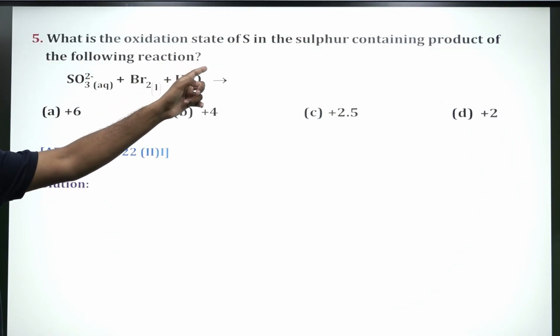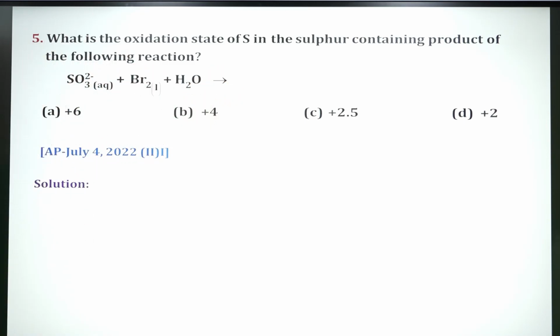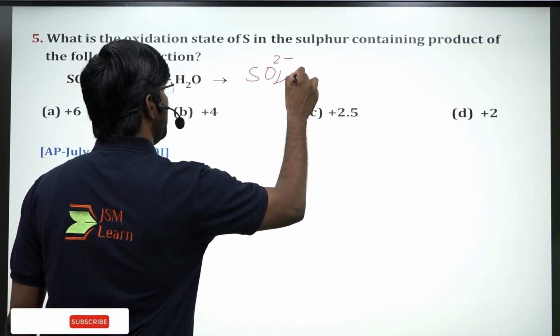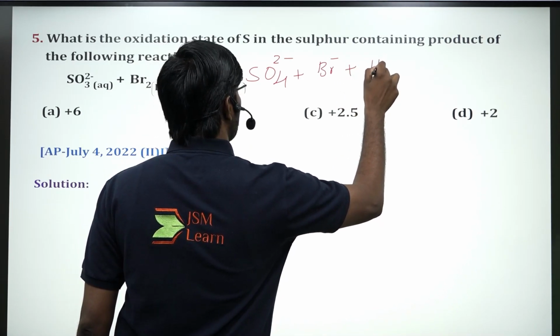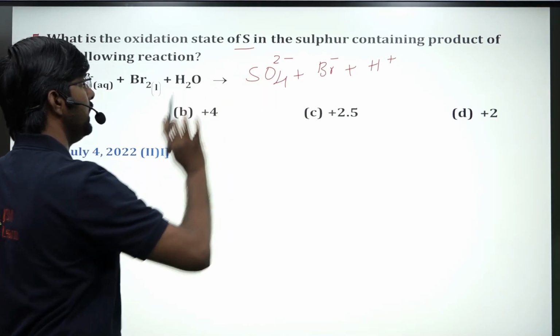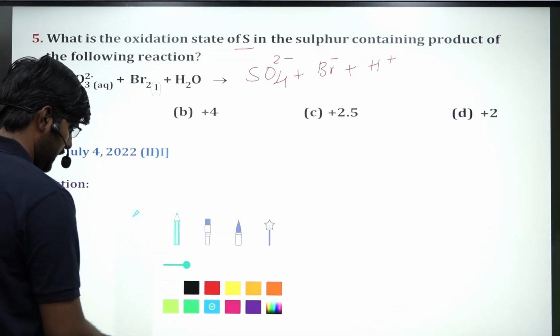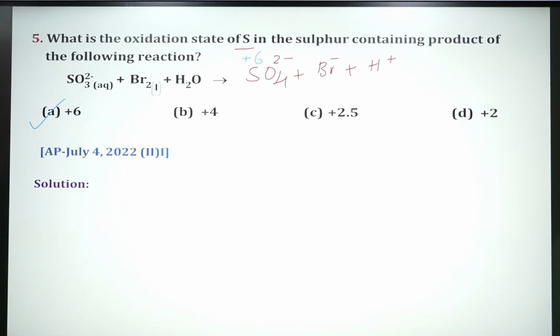What is the oxidation state of sulphur in the sulphur containing product of the following reaction? So here one reaction is given. So here we get SO4 2 minus plus Br minus plus H plus. So this is the reaction. No need to balance this one also. They just ask you to find the oxidation state of sulphur in the product. So here this is the product. What is the oxidation state of sulphur here? +6. So option A is the correct answer. Oxidation state of sulphur is +6.